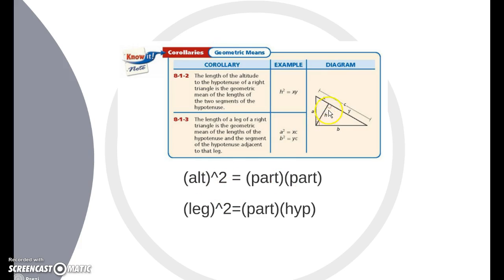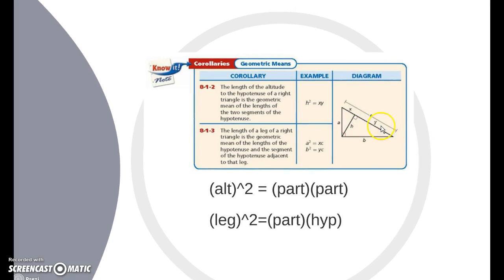The altitude squared is equal to the product of this part times that part. If I want one of the leg squareds, for example, if I want this a squared, that's going to be x times this whole hypotenuse c. And if I want this leg squared, I'm just going to take y and multiply it by this whole length c here.